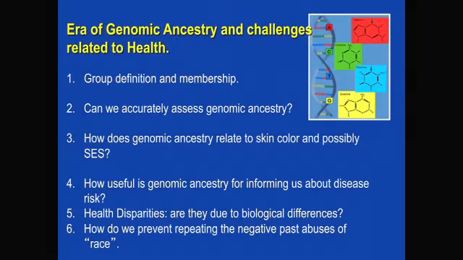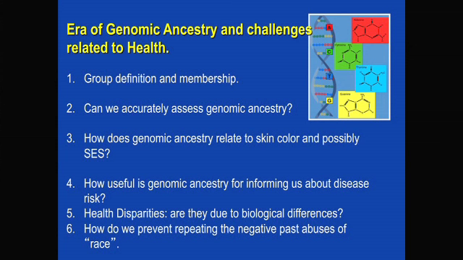And so it creates an interesting tension for us because folks have to reconcile the genetic and the environmental data. Can we accurately assess genomic ancestry? How does ancestry relate to skin color and SES? How useful is it for informing us about disease risk? We know that there are certain diseases that are more prevalent in particular ethnic groups than others. Will ancestry help us understand those differences in risk?